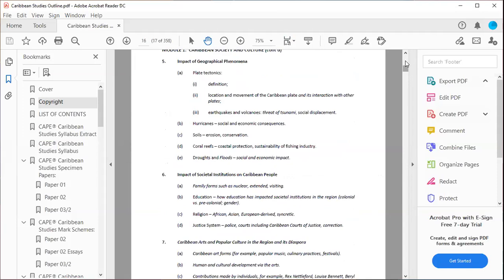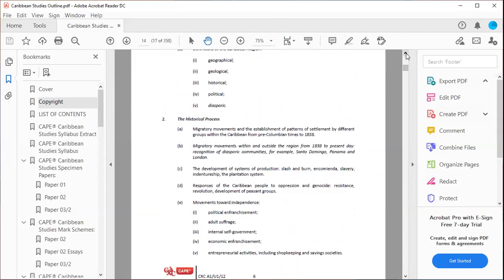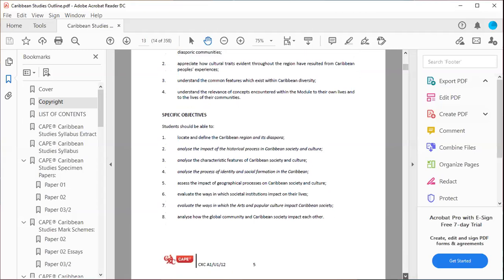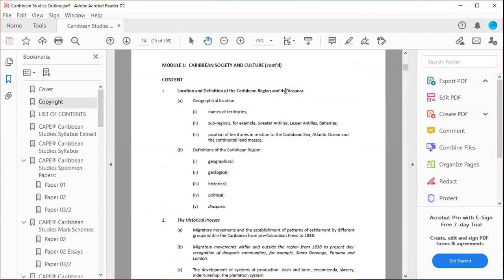There are three modules: module one, module two, and module three. Module one is very lengthy. What we have done thus far under module one, the first topic, is location and definitions of the Caribbean region and its diaspora. We have done 1A, geographic location: names of countries, sub-regions, the Greater Antilles, Lesser Antilles, Bahamas, mainland territories, and the different seas.